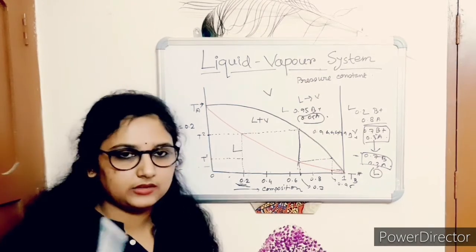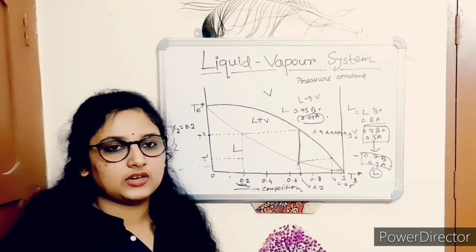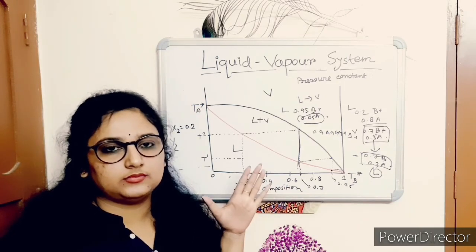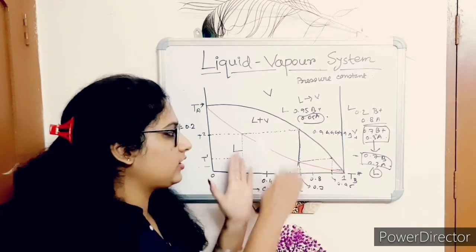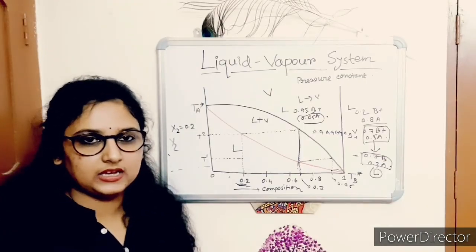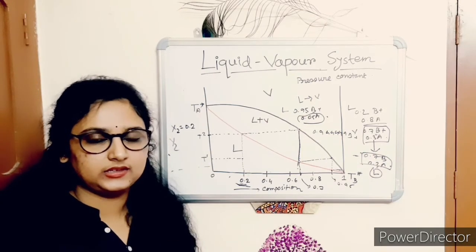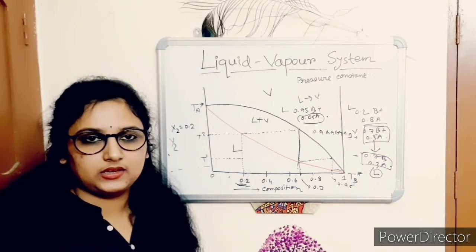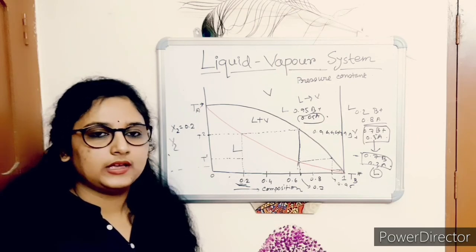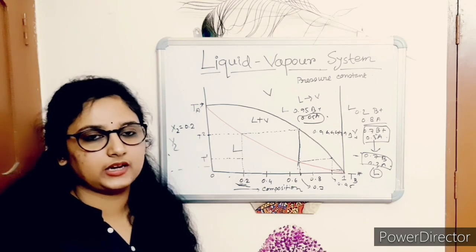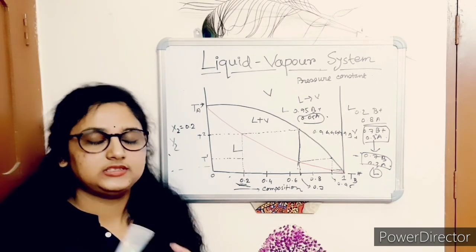Another main thing is that this is applicable for the ideal solution, because this liquid vapor phase diagram is the phase diagram for the ideal solution. I said it in my previous video. But what is the case for the non-ideal solution? What the liquid vapor phase diagram of the non-ideal solution looks like, I will tell you in my next video.